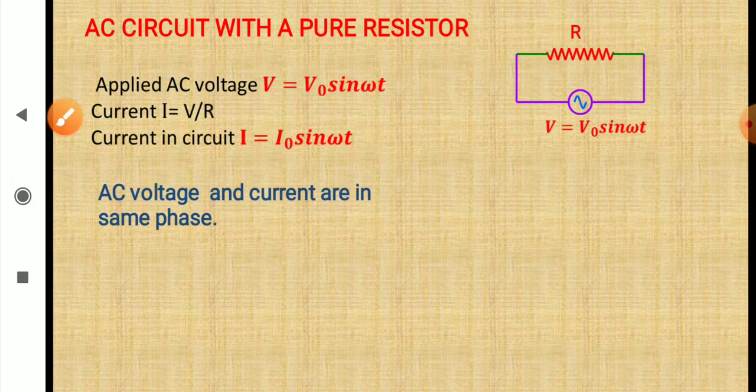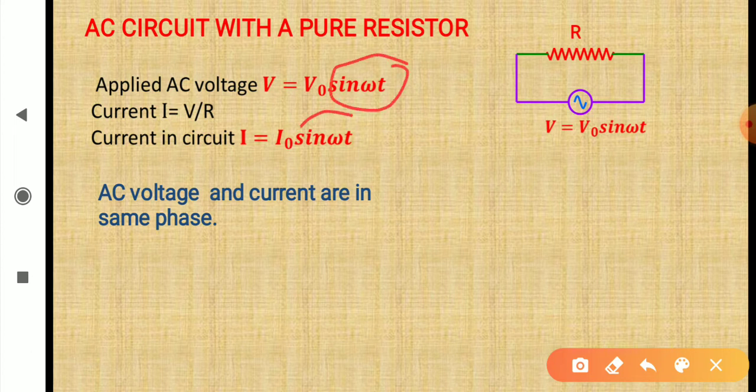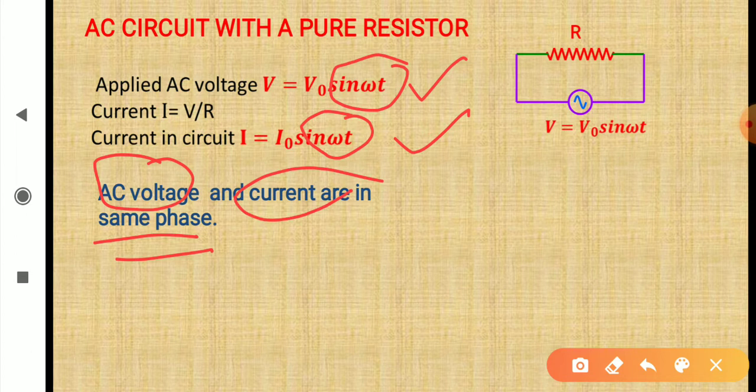And if you look at this angle part, sine omega t, that means they both are in the same state of vibration, or we can say that AC voltage and current are in the same phase through a resistance.